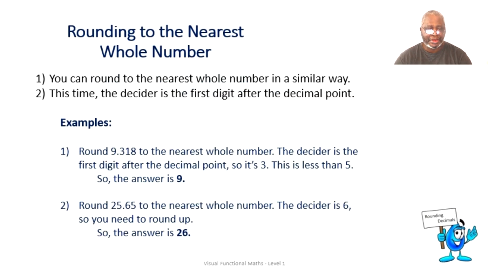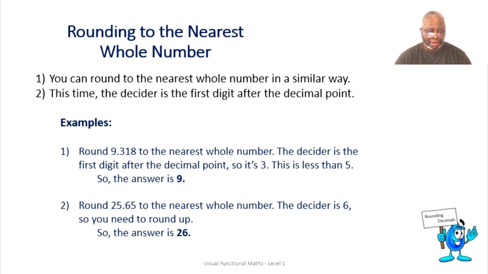You can round to the nearest whole number in a similar way. This time, the decider is the first digit after the decimal point. So for example, round 9.318 to the nearest whole number. The decider is the first digit after the decimal point, which is 3. So the answer is simply 9.